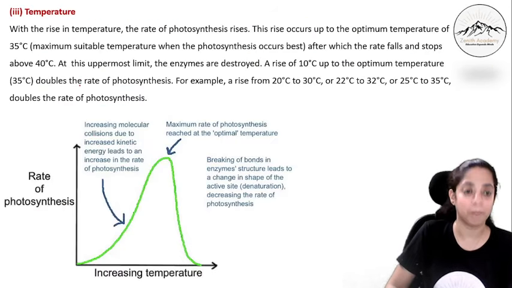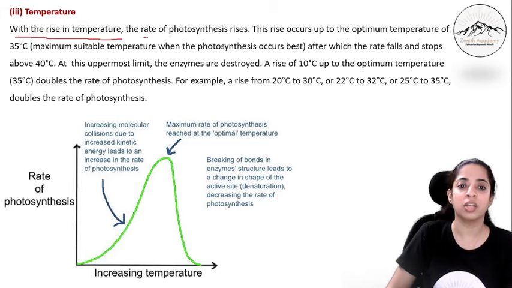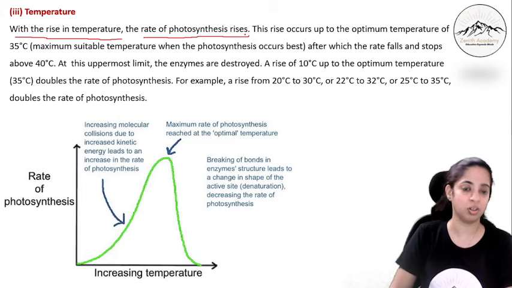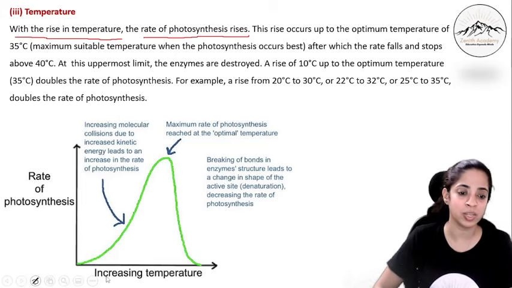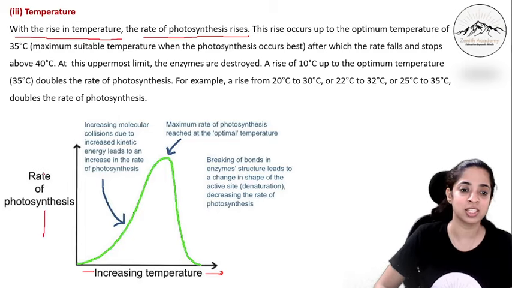Next is temperature. With the rise in temperature, the rate of photosynthesis rises. So it is directly proportional. Here you are seeing the x-axis is increasing temperature and this is the rate of photosynthesis. Initially you see that when you are increasing temperature, this keeps on rising.